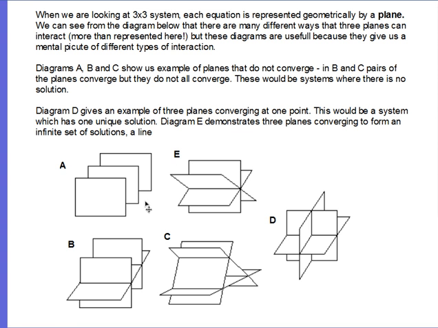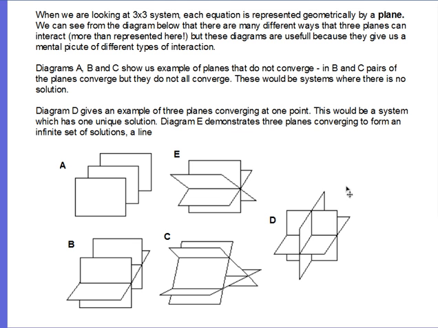So if we have a look at A and B and C, you can see that in all of these three examples, there's no place at which the three planes converge. Here because the planes are parallel to one another, here because two of them are parallel and one is like a transversal plane, and here because pairs of the planes interact but the three don't interact at the same time. So A, B and C here would be examples of systems where there is no solution.